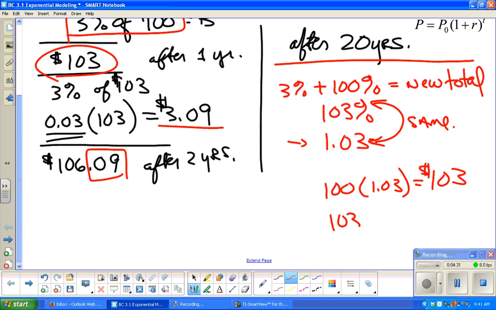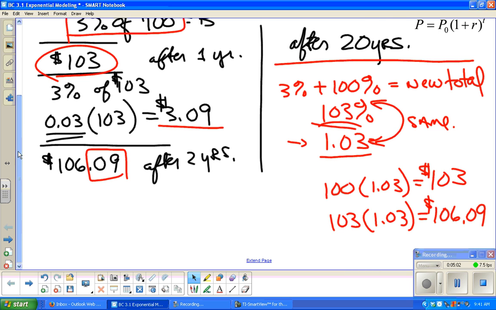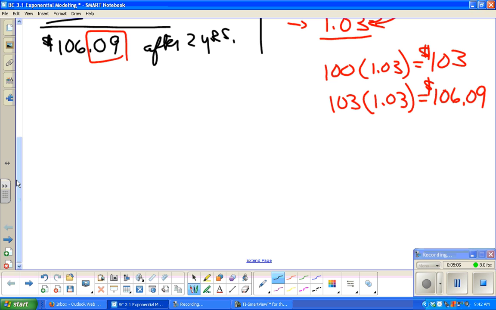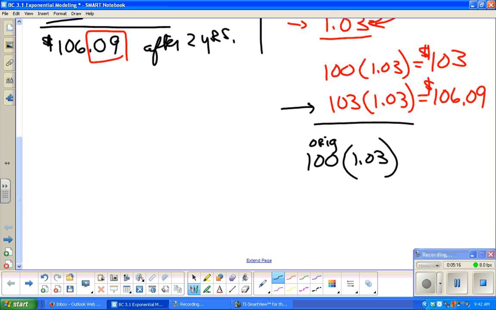For the second one, if I take $103 and multiply it by 1.03, I'm going to get 106.09. My point in this is I can do the percentage of and add it on in one step if I just think about the fact that after I've gained 3%, it's really 103%. Does that make sense? Okay, so what happens the second year then? Wasn't this really 100, the original money, times 1.03, that was the first year, times 1.03 again, that's the second year?